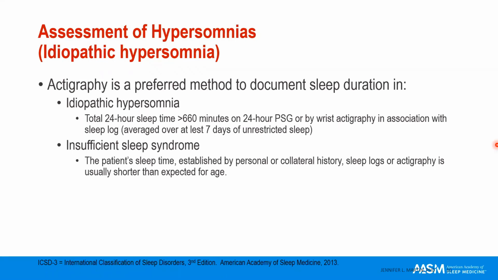Actigraphy can also be used in the assessment of idiopathic hypersomnia. So again, it's preferred over sleep logs. The criterion is a total 24-hour sleep time of greater than 660 minutes on 24-hour PSG or by wrist actigraphy in association with sleep logs averaged over 7 days of unrestricted sleep.